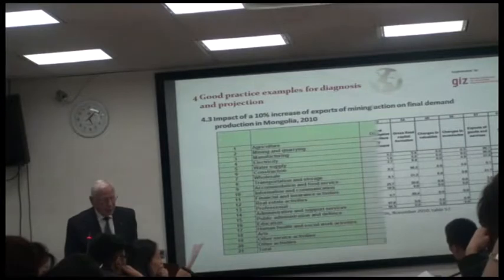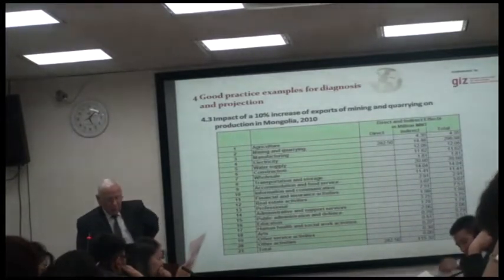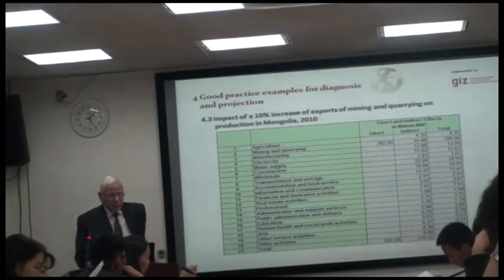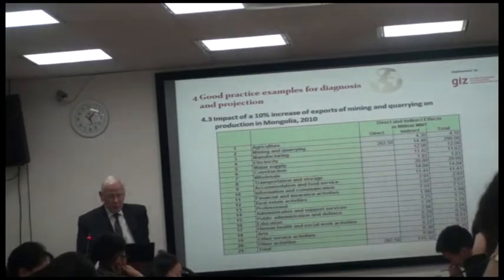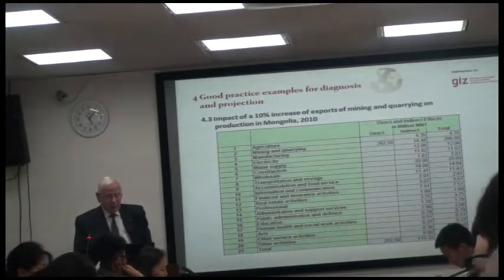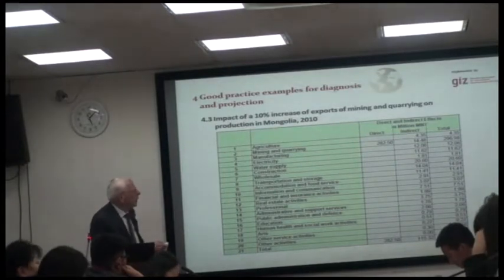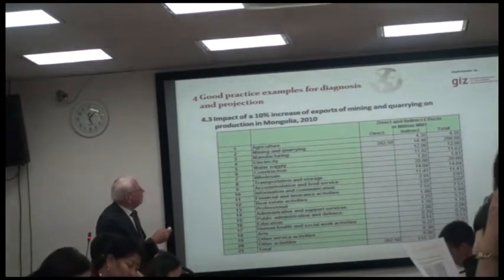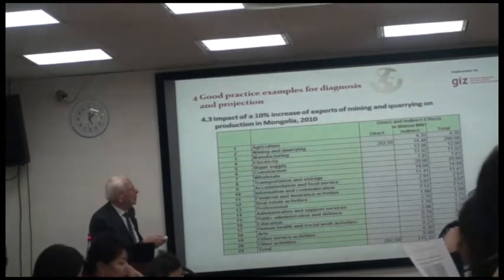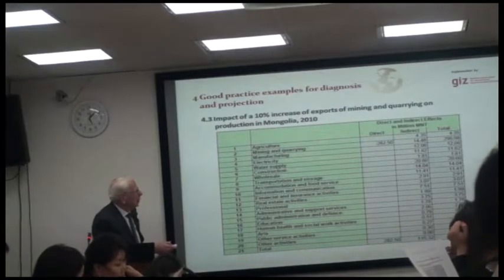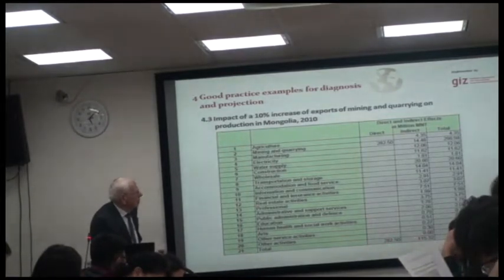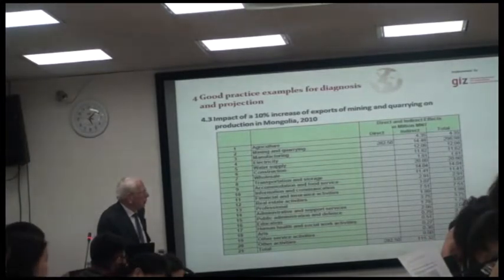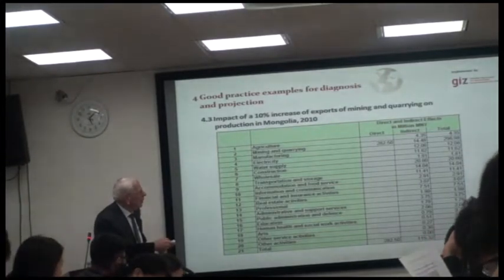So I think another example shows you the impact of a 10% increase of exports of mining and quarry on production in Mongolia. You have an export of mining and quarry, and we increase the export of mining and quarry by 10%. And we want to know what the indirect effects are on all the other sectors, including the coal sector, on all 20 sectors. And you see that these 282 induced another 115, so the overall effect is the total, direct and indirect.